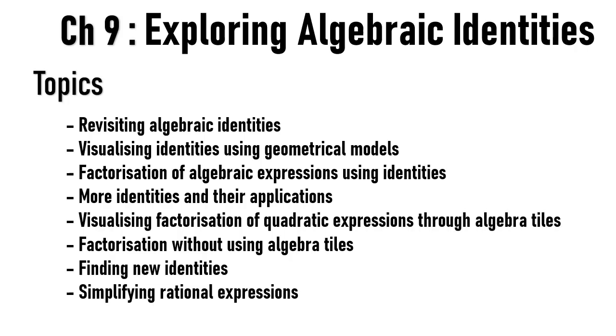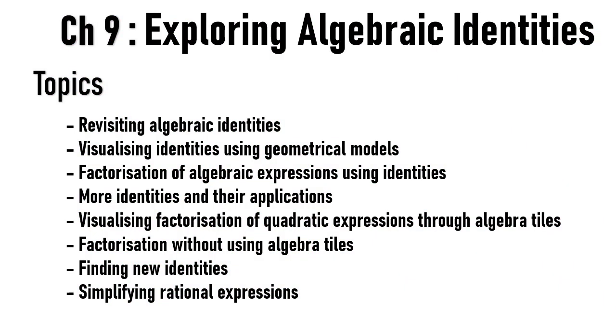revisiting algebraic identities, visualizing identities using geometrical models, factorization of algebraic expressions using identities, more identities and their applications, visualizing factorization of quadratic expressions through algebra tiles, factorization without using algebra tiles, finding new identities, simplifying rational expressions. Earlier, this was included with the polynomial chapter. Now it is separate chapters. So a little more added into that.